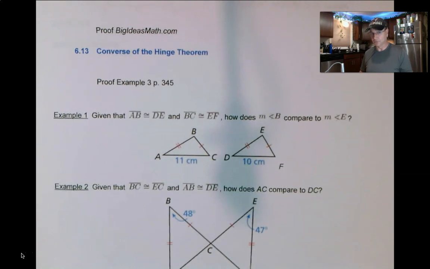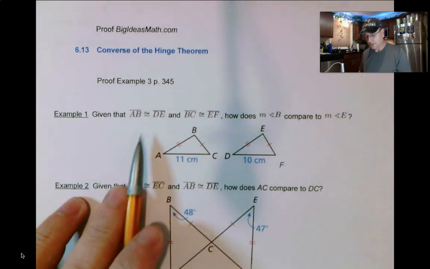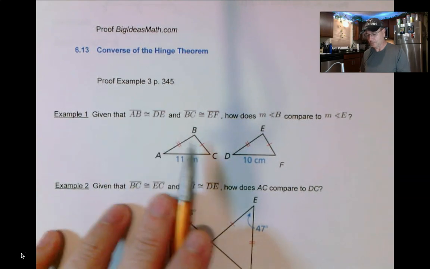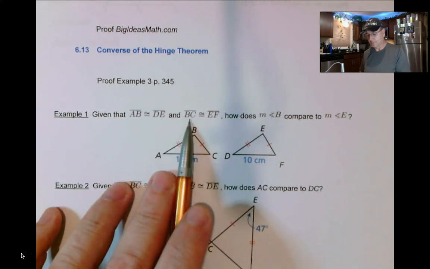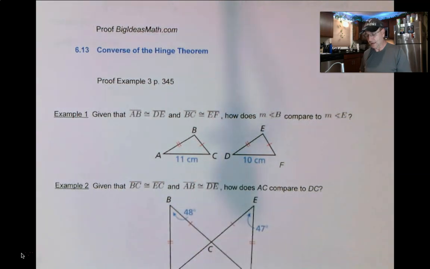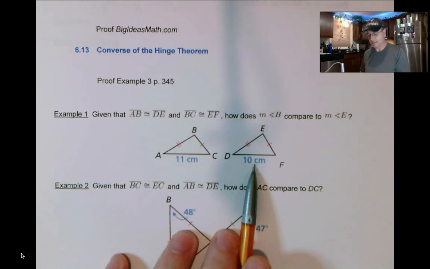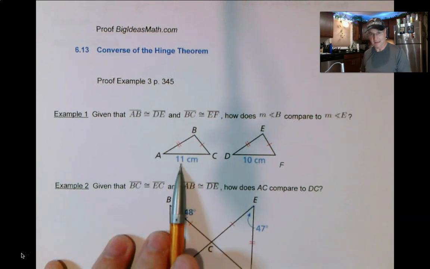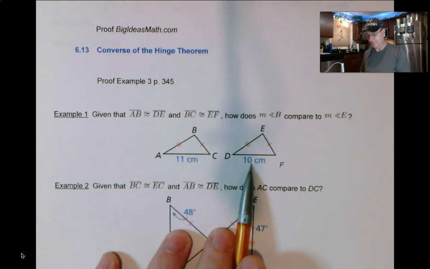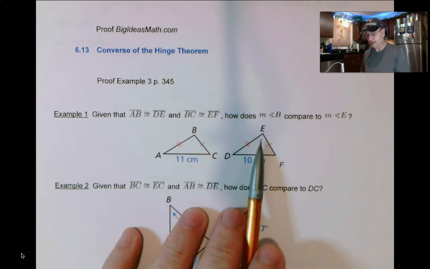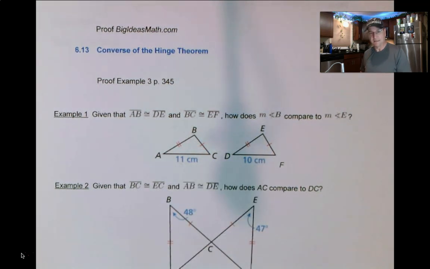Okay, so here we're in example 1. We're told segment AB is congruent to segment DE. Segment BC is congruent to segment EF, and you can see the tick marks are already put on here. We also see in the diagram that AC is 11 centimeters and DF is 10 centimeters. In other words, AC is bigger than DF. We want to compare angle B, which is opposite AC, to angle E, which is opposite DF.